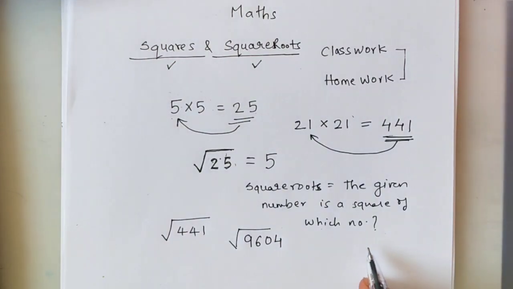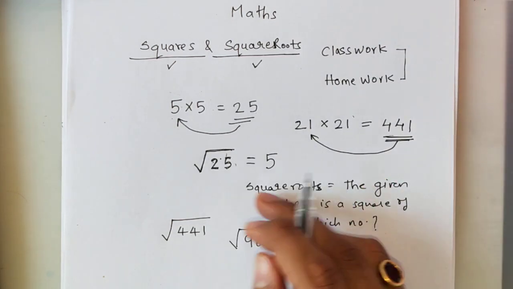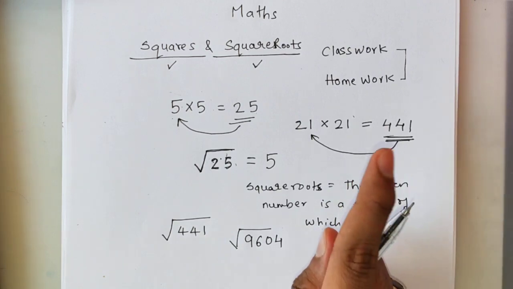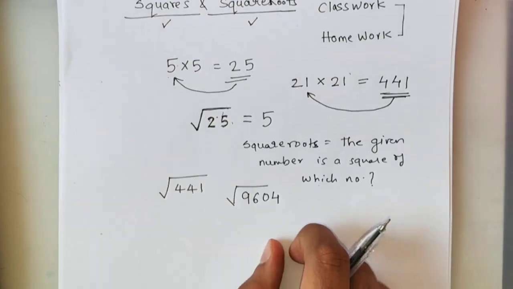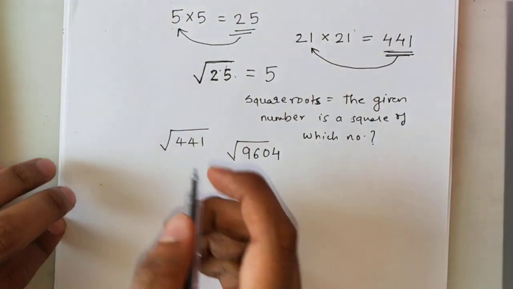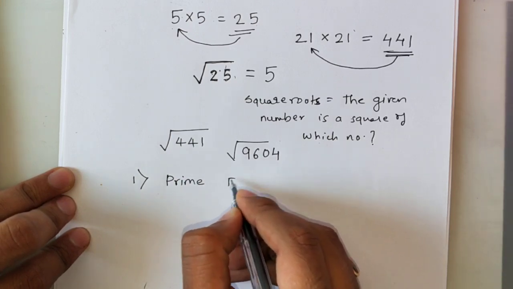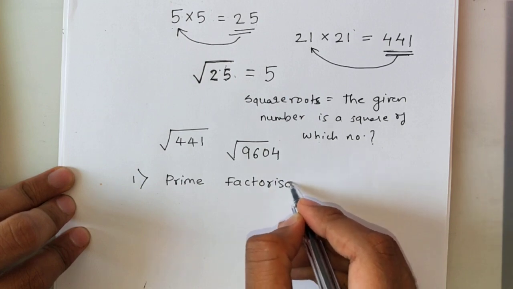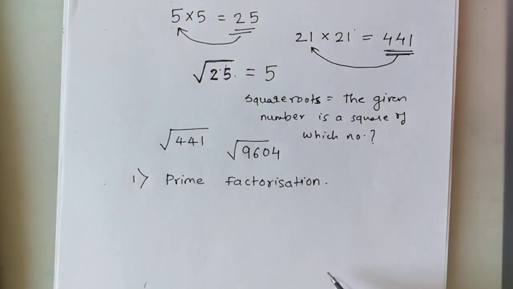So in this chapter, we are going to study new ways on how to find the square root of a number. The first and the most effective method to find the square root of a number is called prime factorization. So the first method which we will study is prime factorization. Now, what is prime factorization?